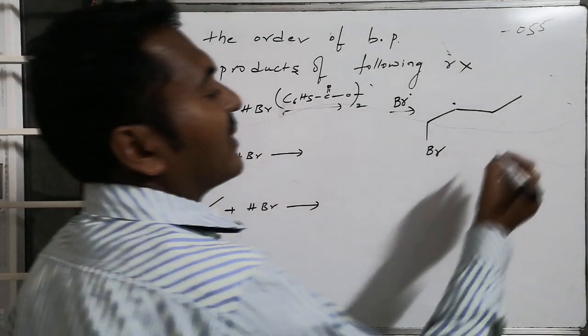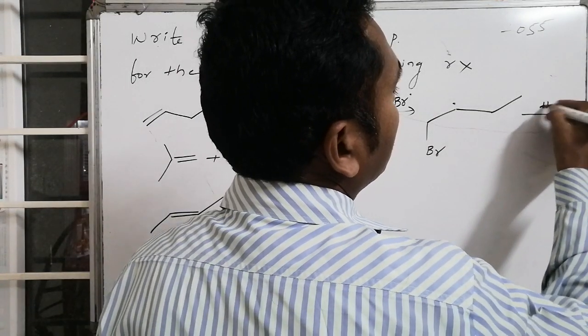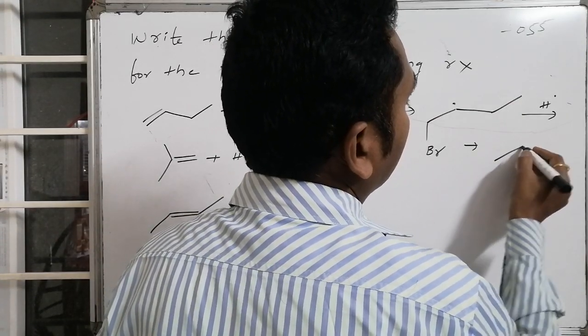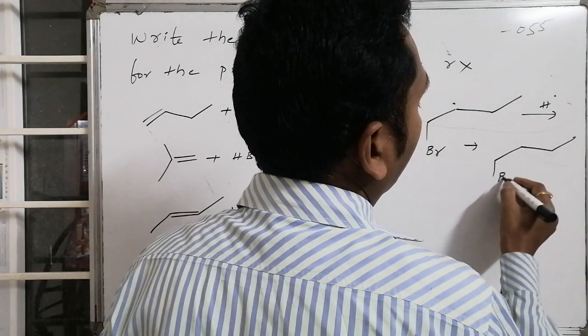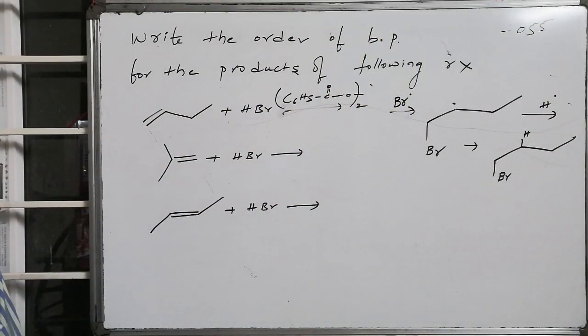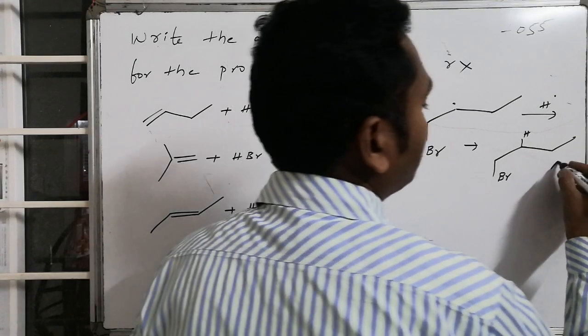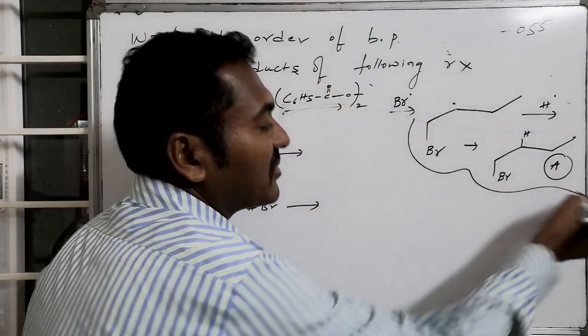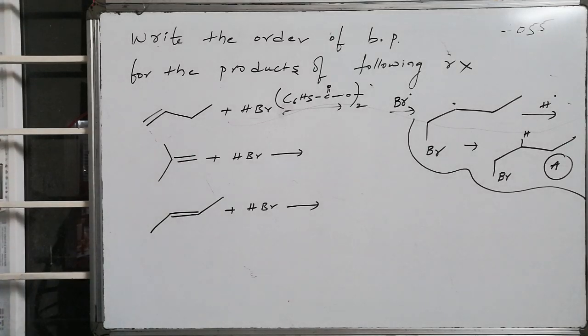This secondary radical once again participates in reaction with the generated H radical. Thus, it results in the formation of what? 1-bromobutane formation takes place. This is our compound A. Let us call this A. I am writing a line here also, so as not to get any confusion.